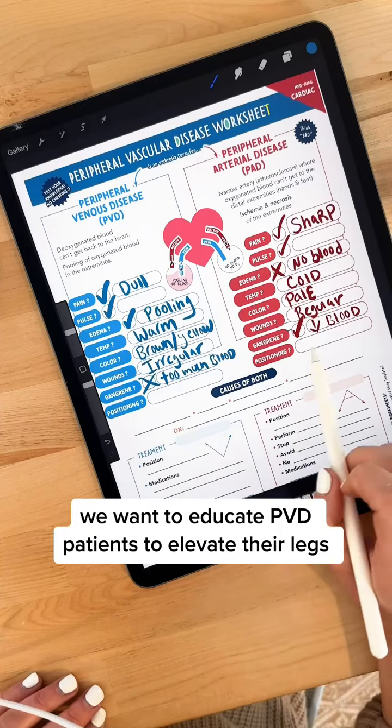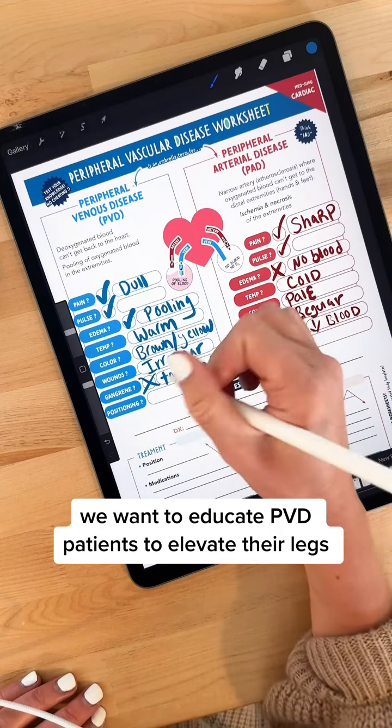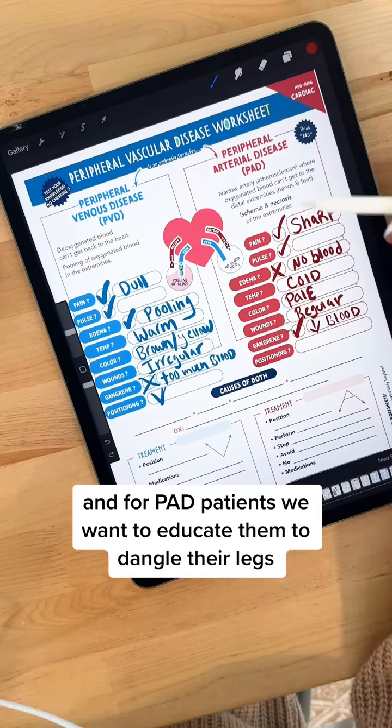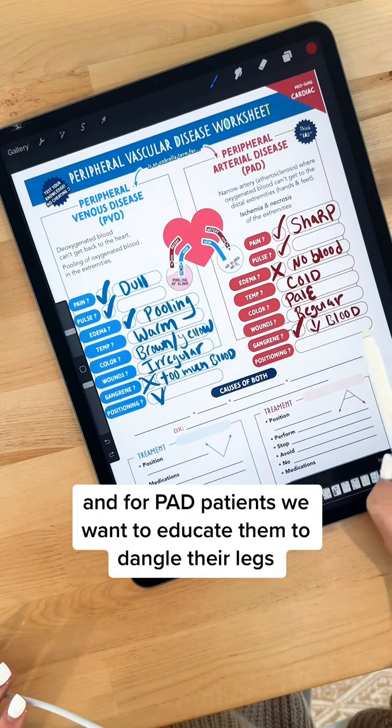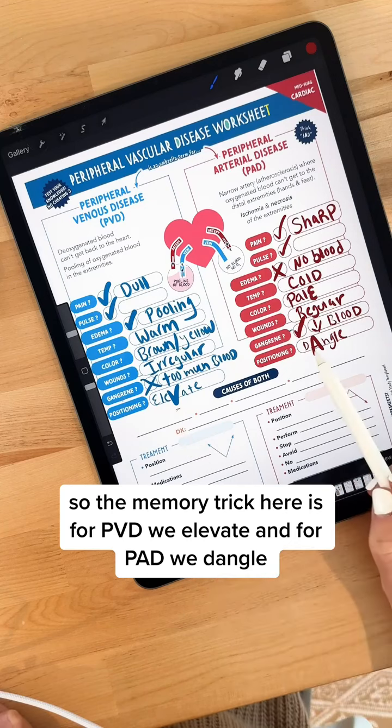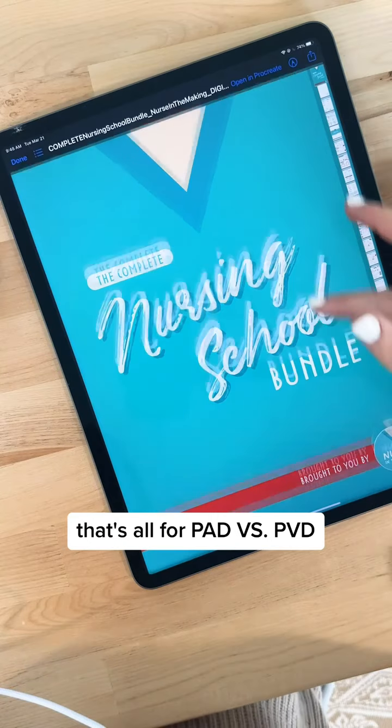Next is positioning. We want to educate PVD patients to elevate their legs. You can think elevate for PVD. And for PAD patients, we want to educate them to dangle their legs. So the memory trick here is for PVD, we elevate, and for PAD, we dangle. That's all for PAD versus PVD.